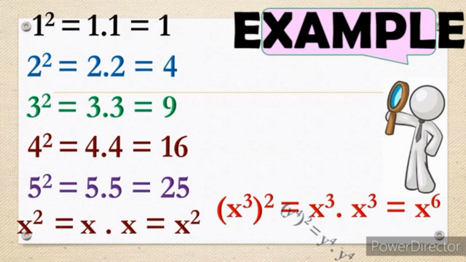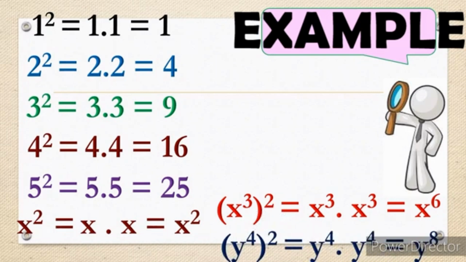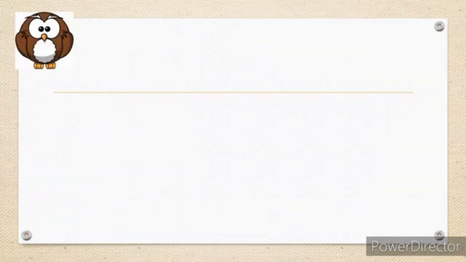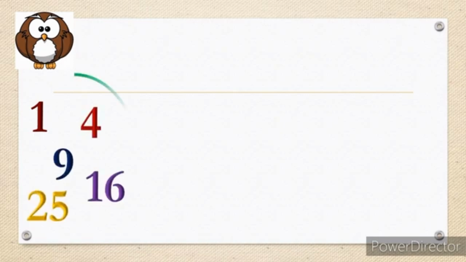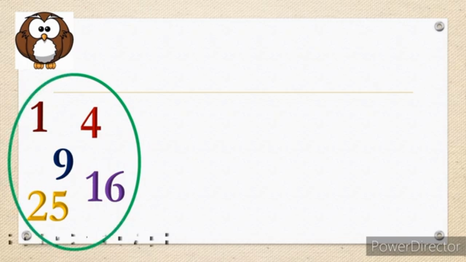Next is y raised to 4, raised to another power 2, which is equal to y raised to 4 times y raised to 4, and it is equal to y raised to 8. We're going to add their exponents. 1, 4, 9, 25, 16. These are what we call perfect squares, or examples of perfect squares.